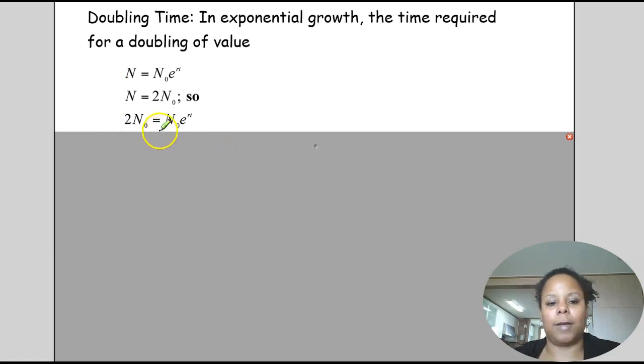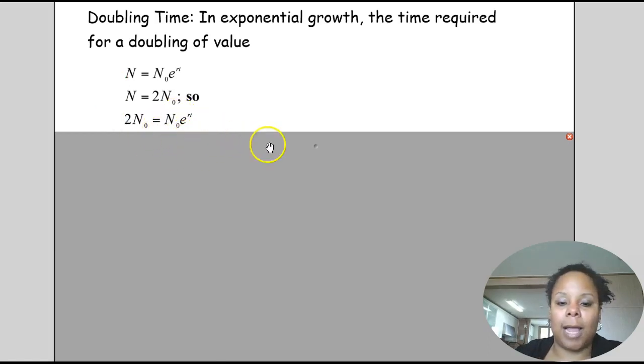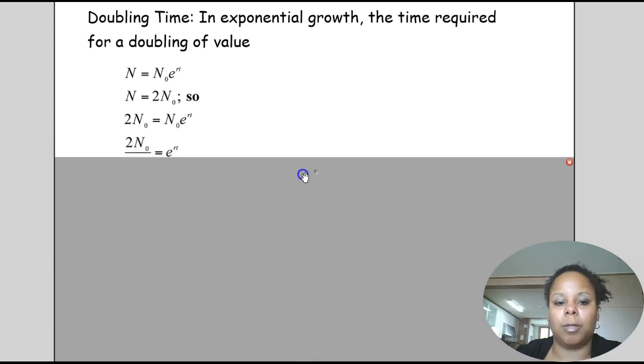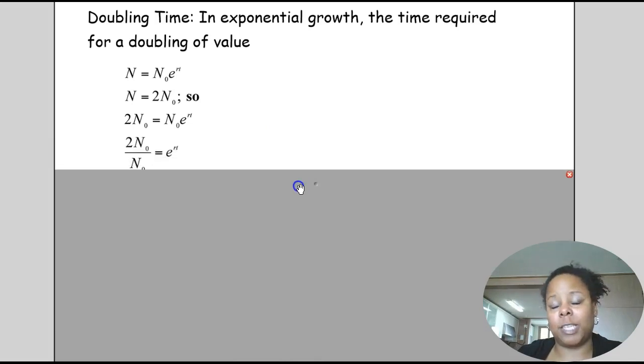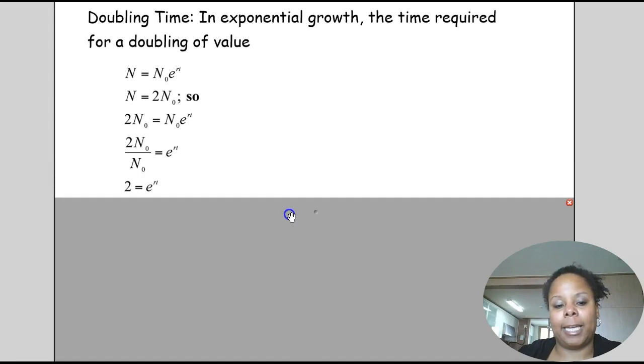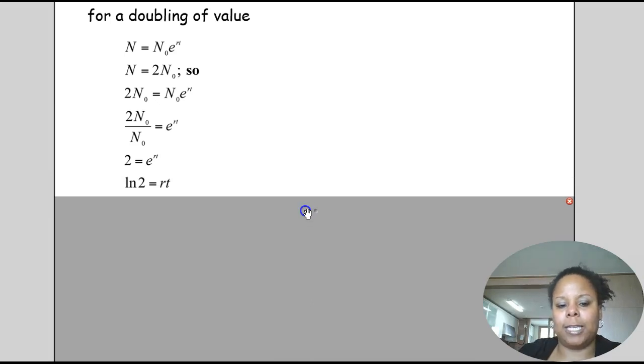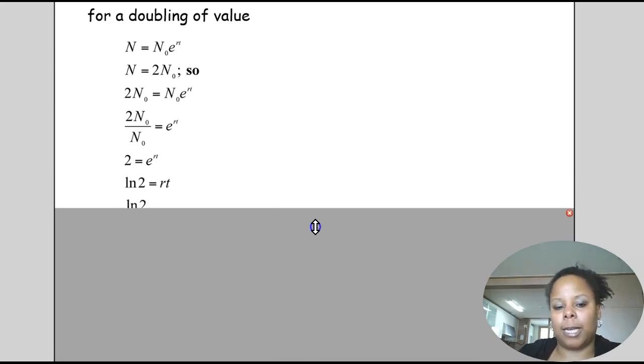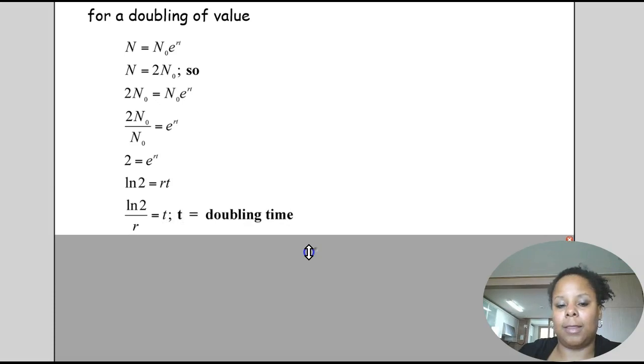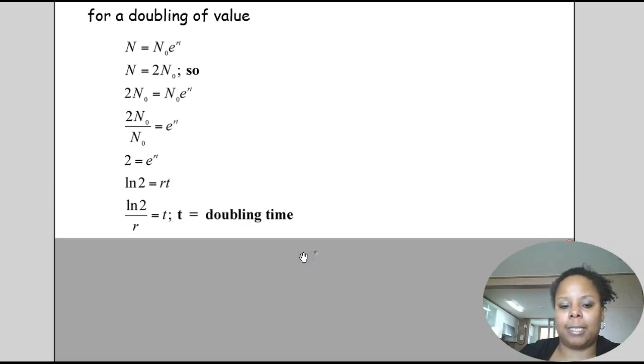Then we apply our algebra to solve this problem. Get the exponential part by itself by dividing by n naught. So we get 2 is equal to e to the rt, and ln of 2 is equal to rt. Divide both sides by r, and there we have the time it would take to double.